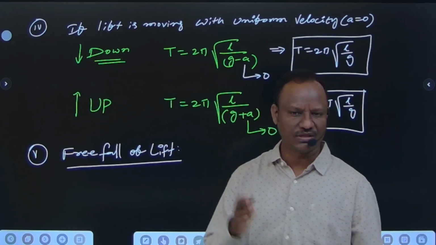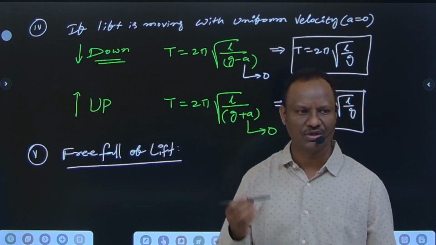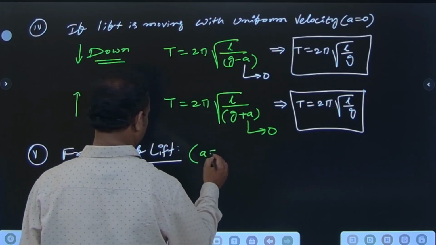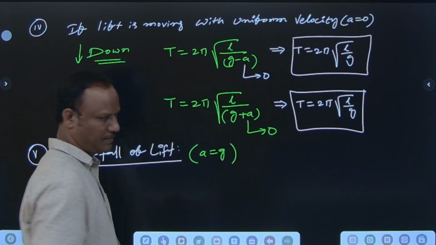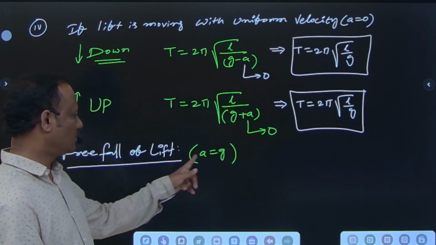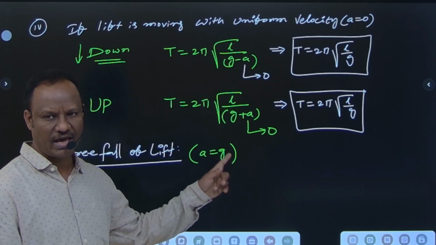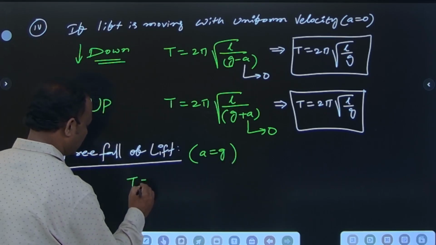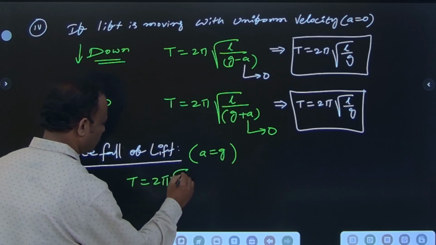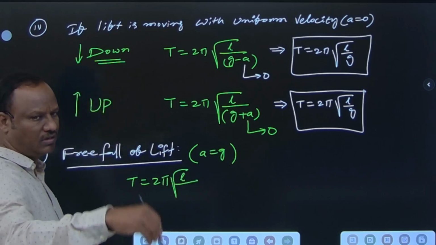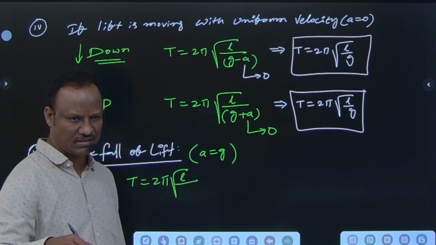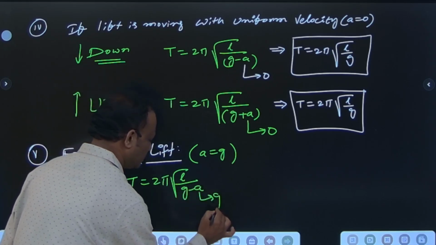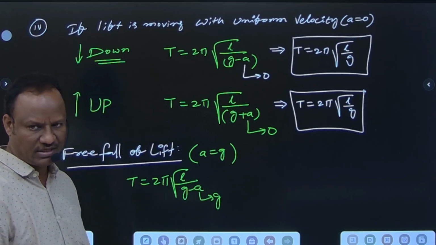Freely falling means what is the acceleration? a is equal to g. So free fall means a is equal to g, where g stands for acceleration due to gravity. Then T is equal to, we can write, 2 pi under root of L by downward. Downward means what? g plus a or g minus a? g minus a. a means what? It's g. g minus g, 0.